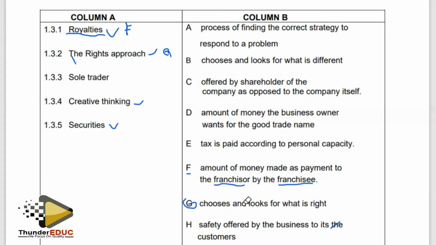G. Write G here as the answer for our alternative. So it is G here.